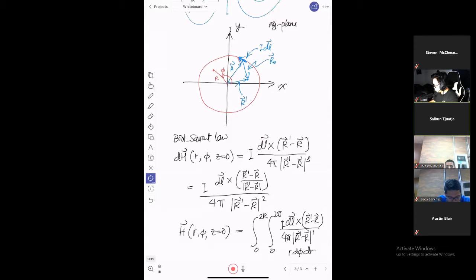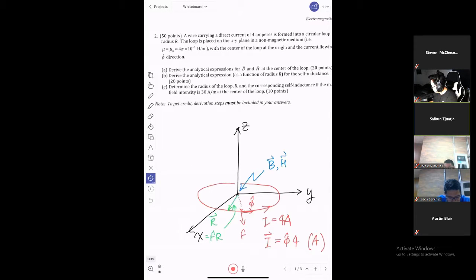Now for the third part, I think some of you mentioned this earlier. What is being asked for the third part? Well, now you're supposed to determine the radius of the loop R, if I know the self-inductance.